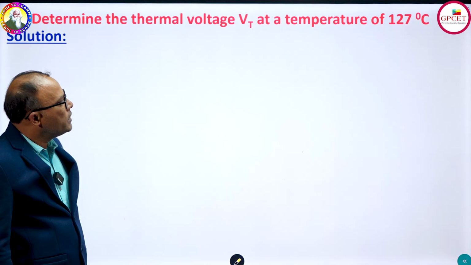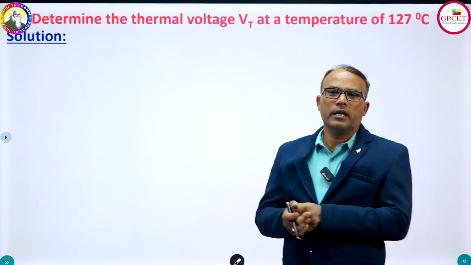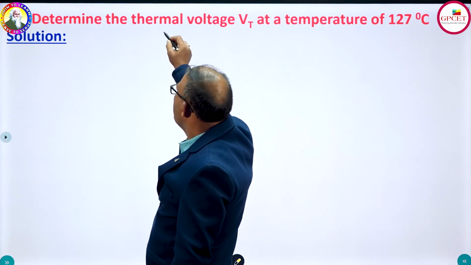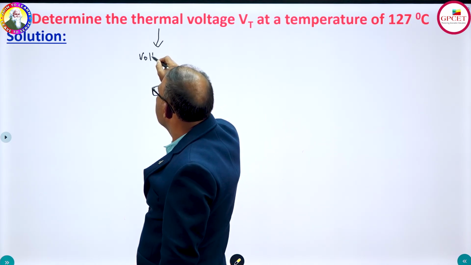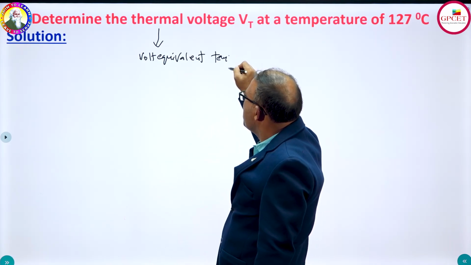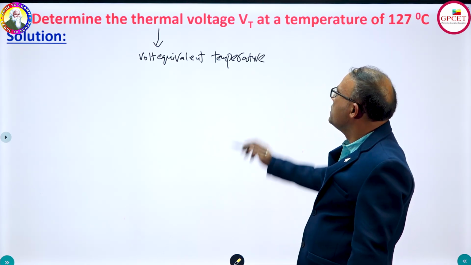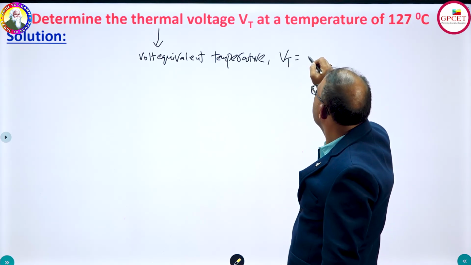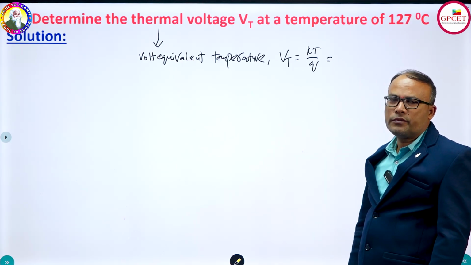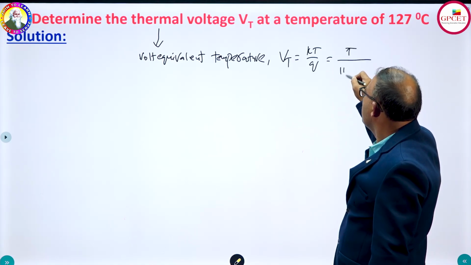determine the thermal voltage Vt at a temperature of 127 degrees C. How to find this type of problem? Thermal voltage Vt is also called volt equivalent temperature. The formula is Vt = kT/q, where k is the Boltzmann constant, T is temperature, and q is the charge of the electron, 1.6 × 10^-19. Substitute all the values. Already we have a small formula, T/11,600.